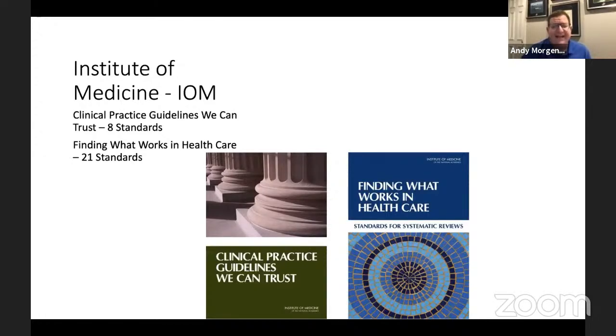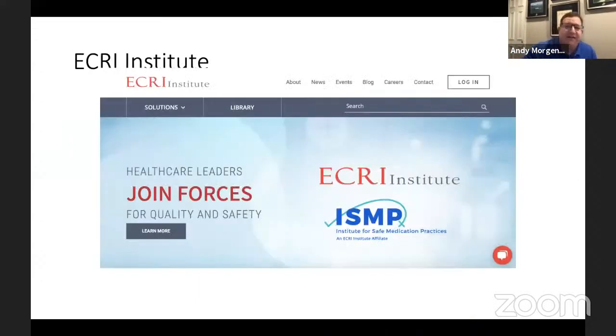They have 8 standards by which guidelines can be written, and then also Finding What Works in Health Care, and there are 21 standards written out in that, and there are standards for systematic reviews, because remember, those systematic reviews that we talked about before were how we look at many studies on individual peer-reviewed articles, and that's how we get this high-quality information.